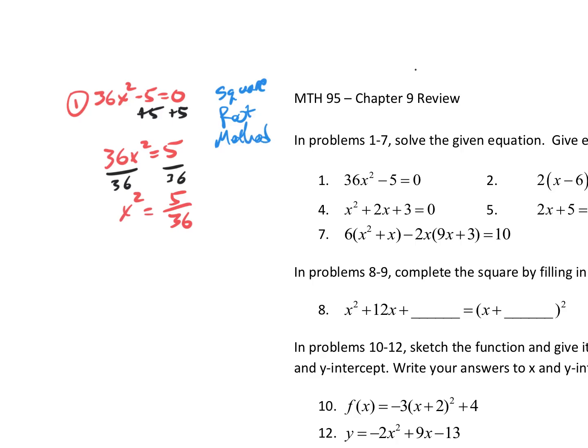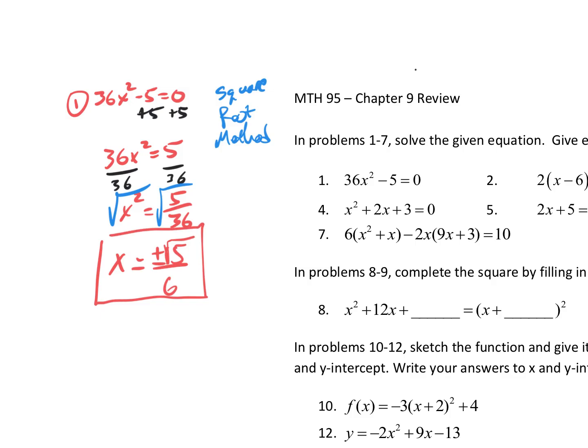When we're doing the square root method, we want to get that x squared all by itself and then square root both sides. When we square root both sides, we get x equals. Now, when you do the square root method, don't forget, you get plus or minus. And now we're going to square root, since it's a fraction, we're going to square root the top and bottom because we've got to simplify it. So we have the square root of 5 is just the square root of 5. And the square root of 36 on the bottom is 6.